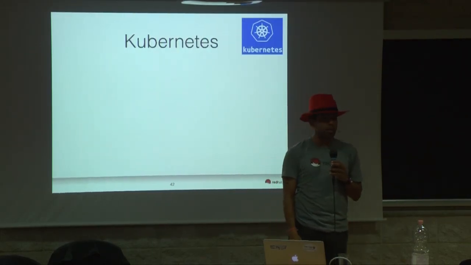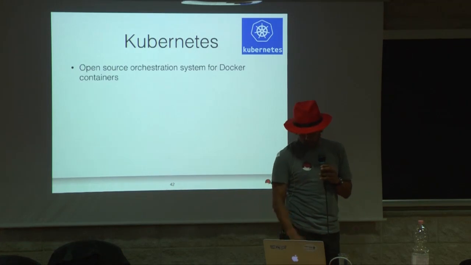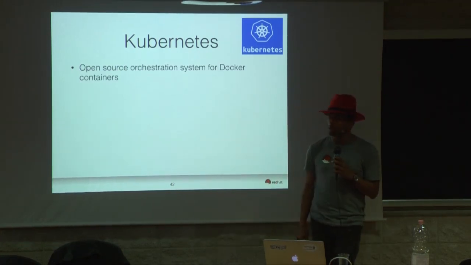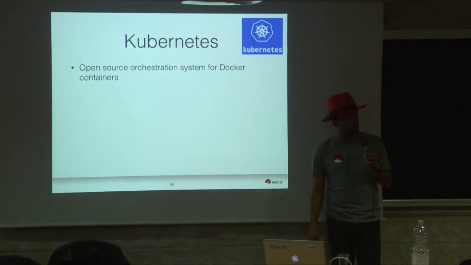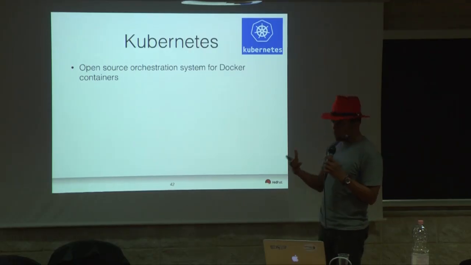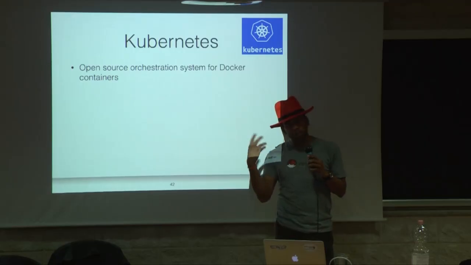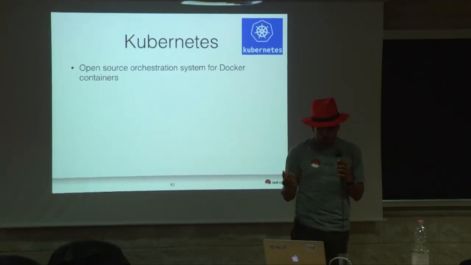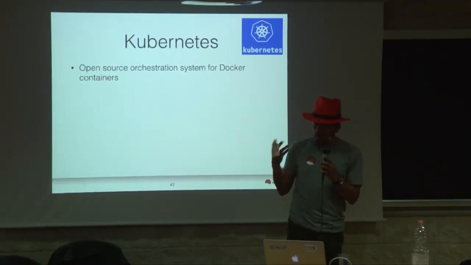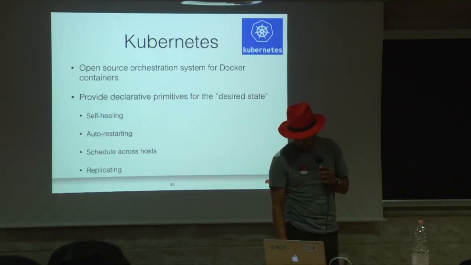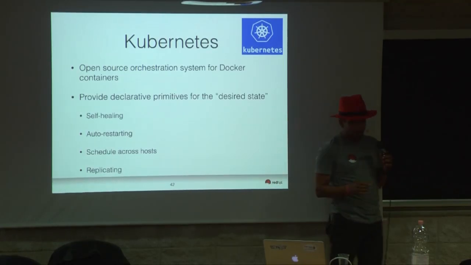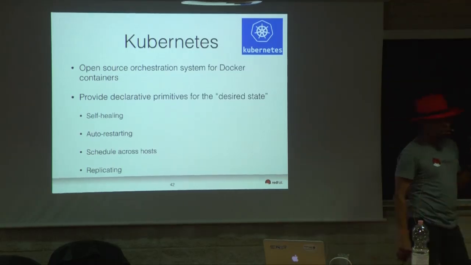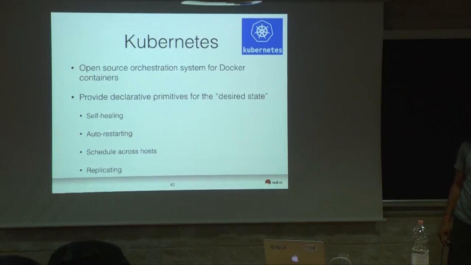So meet Kubernetes. Kubernetes is an open source orchestration system or scheduling system for Docker containers. Today it is designed to work with Docker, but hopefully in future it will work with other containers also. But Docker is sort of the primary container technology anyway. The coolest thing about Kubernetes, which I like, is how it allows you to specify the desired state.